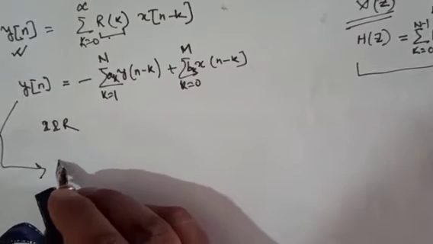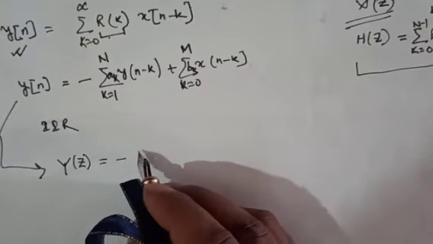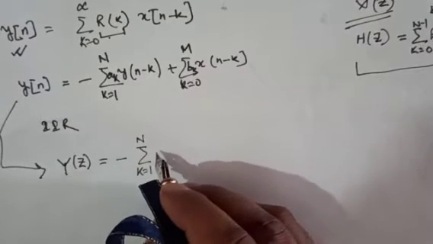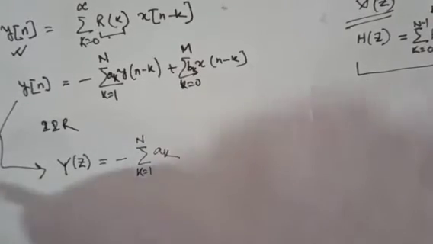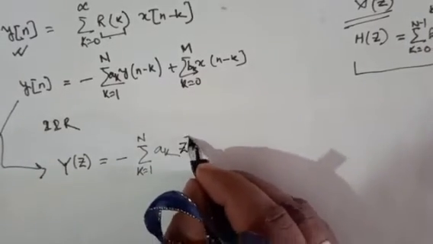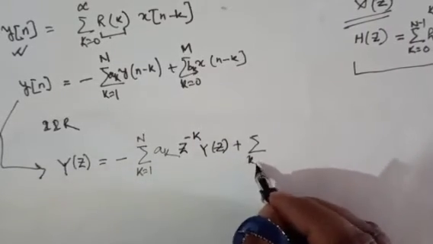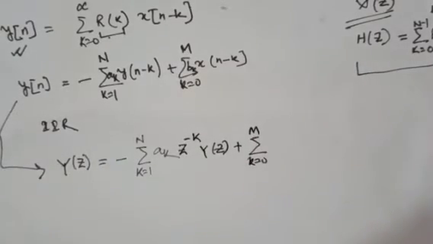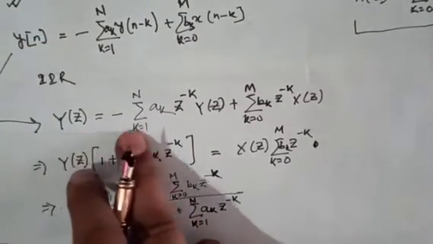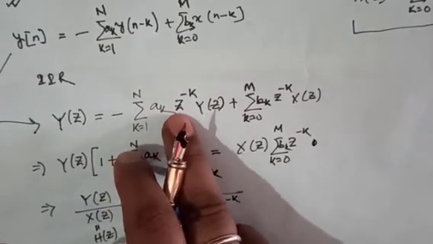For this you will get y of z is equal to minus summation over k equal to 1 to n of a k z inverse k y of z, plus summation over k equal to 0 to m. So when you take the z transform of this equation, it will be y of z minus summation over k equal to 1 to n of a k z to the power minus k y of z.